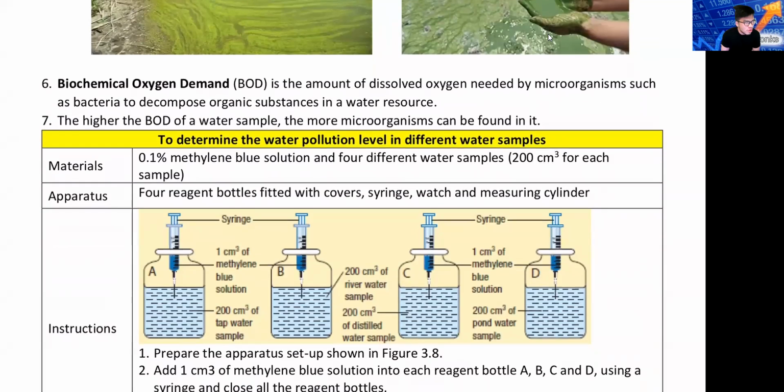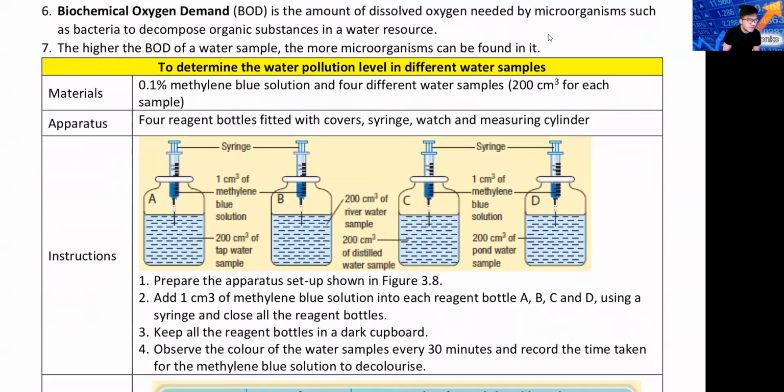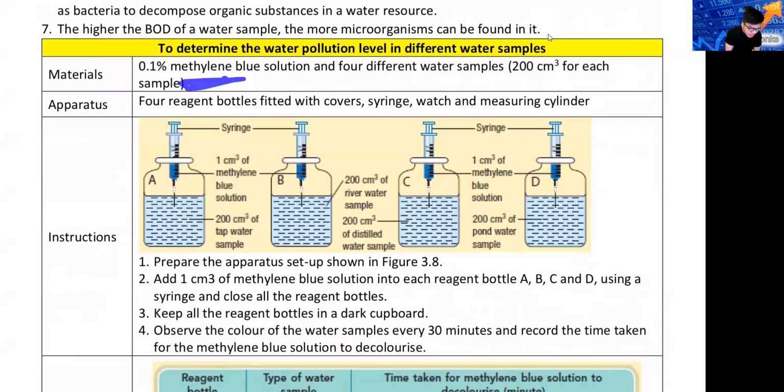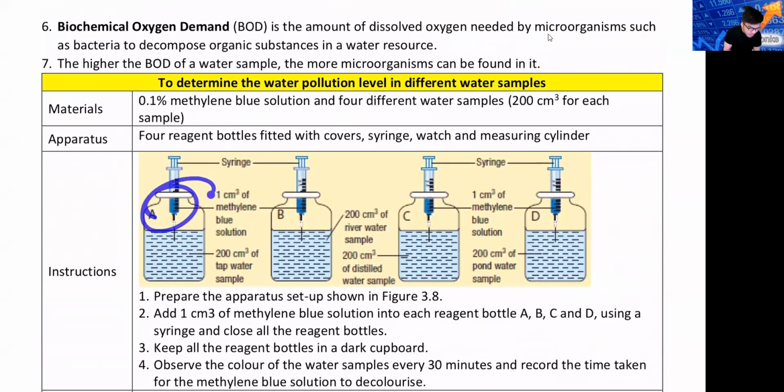This BOD thing, you can actually do an experiment. You can use something called methylene blue. This is a very simple experiment, let me quickly go through. Methylene blue is a kind of chemical that looks blue. Well, the name says blue, so of course it looks blue.